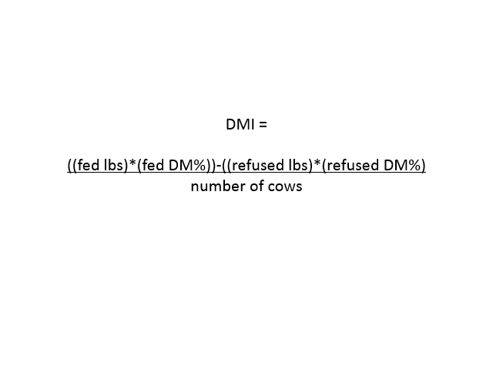To figure out the specific dry matter, we need to take our fed pounds, multiply by its dry matter percentage, and then subtract the feed refused pounds multiplied by the refused dry matter percentage. Then we take that consumption, the dry matter pounds consumed by the group of animals, and divide it by the number of cows. So here you can see the 5 different numbers that we need in the appropriate arrangement to calculate dry matter intake.